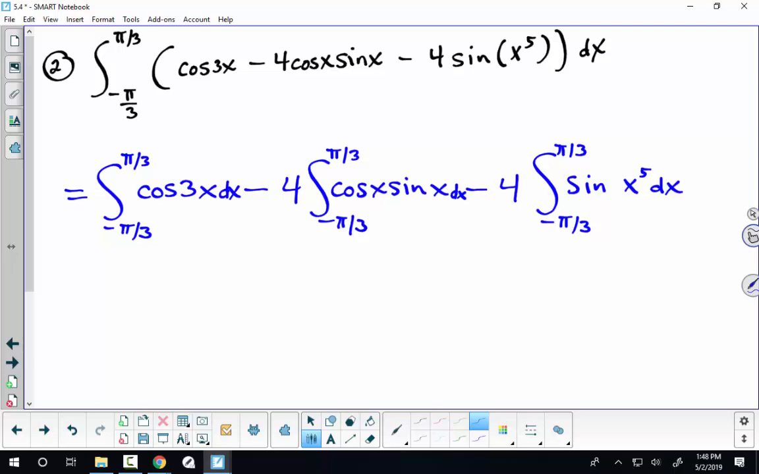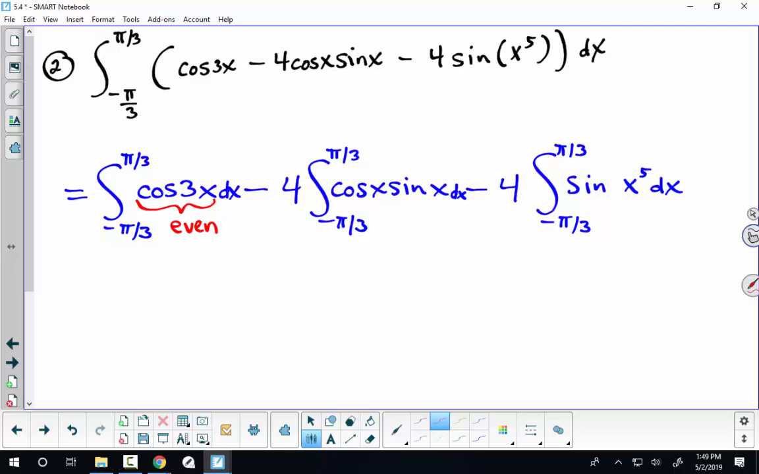So then we can look at each one of those. Is cosine of 3x an even or an odd function? Cosine is even. Think of the cosine of x being even. It's the cosine of theta. It's even. Maybe we're not quite sure about cosine times sine, so we'll come back to that.